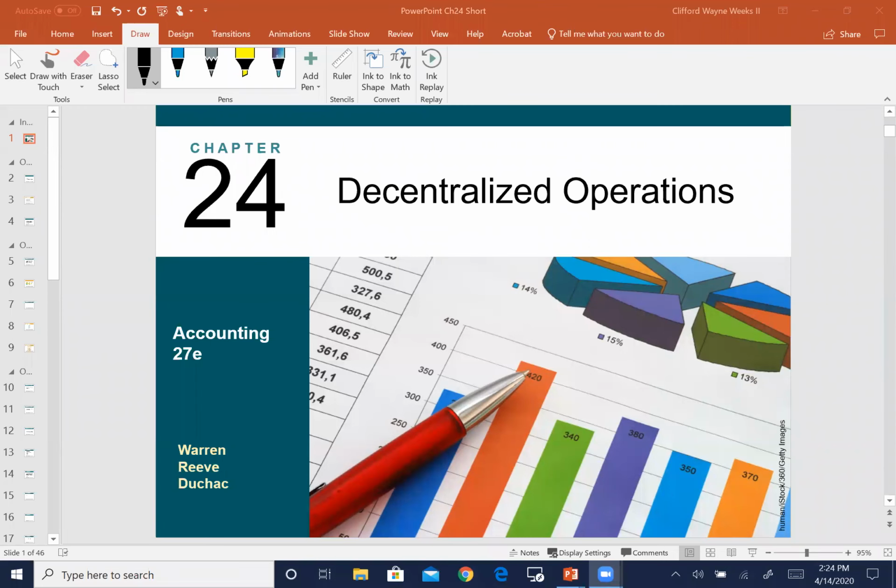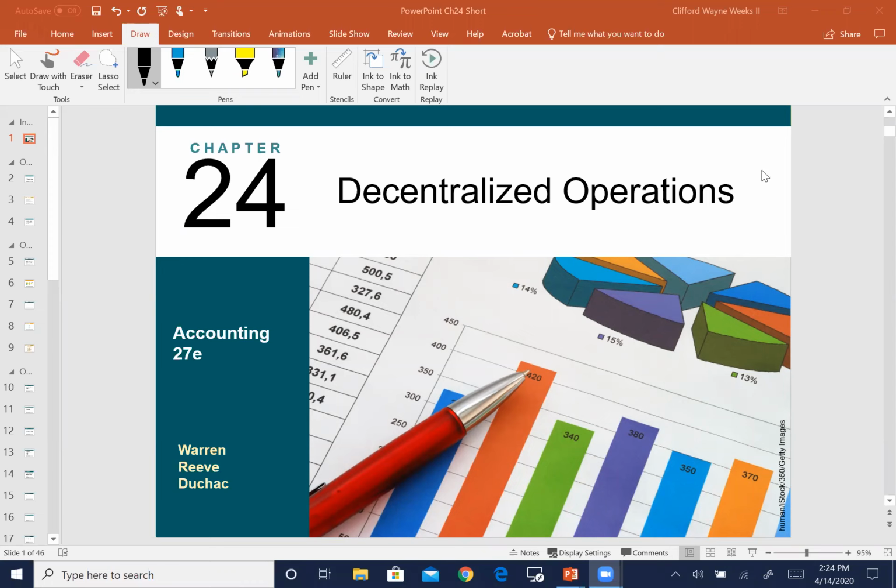So Chapter 24, I want you to know that we are not covering the whole chapter. We're only covering the chapter up to the part where we talk about the balanced scorecard. So we want to focus in on what decentralized organizations are.